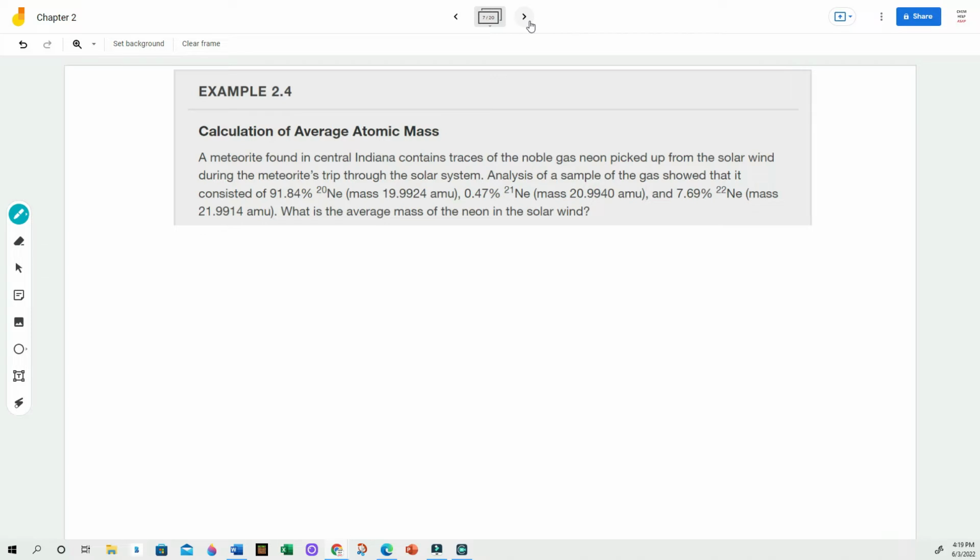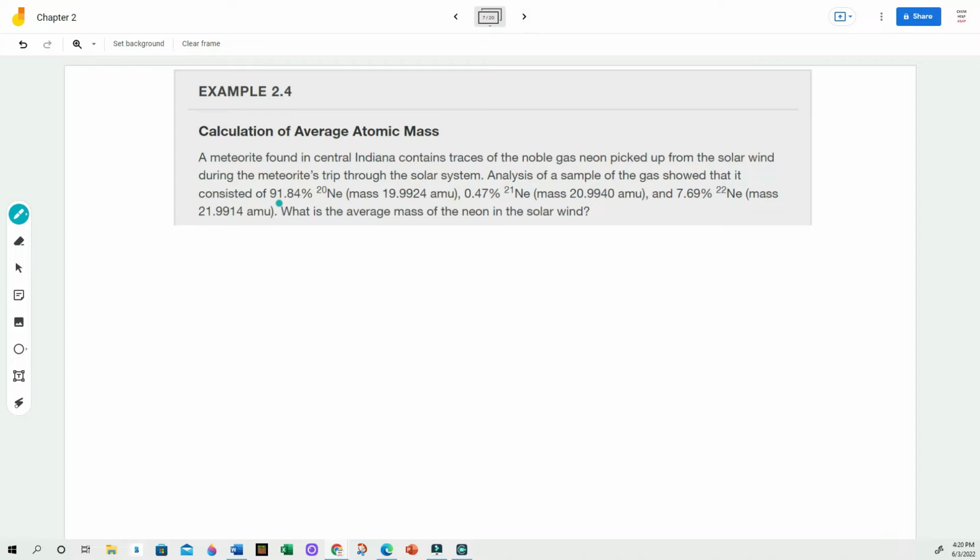0.47% neon-21, which has a mass of 20.9940 AMU, and 7.69% of neon-22, with a mass of 21.9914 AMU. What is the average mass of the neon in the solar wind? So if you are familiar with weighted averages, this is what we are going to calculate. We are going to calculate a weighted average, which means we are going to take each of our masses multiplied by our percents, and that will give us our average.